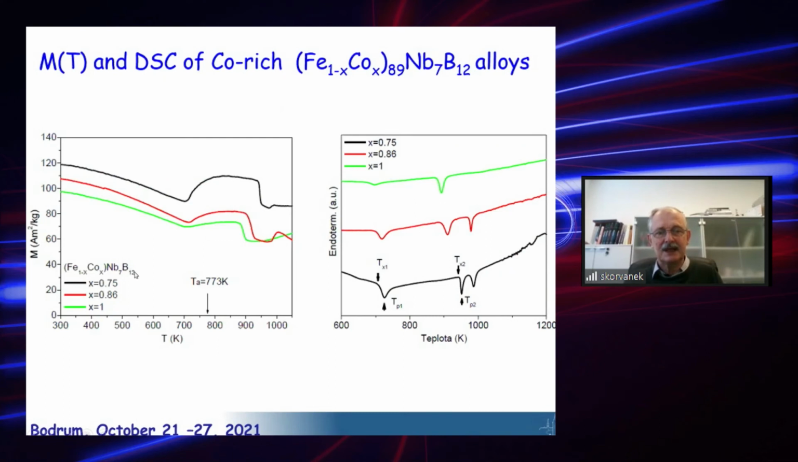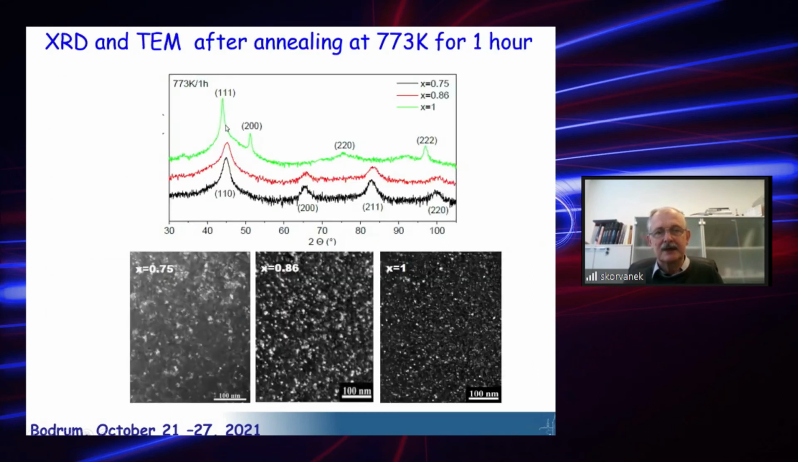In this case, we use even higher cobalt concentrations. You see that we prepared one sample that was iron-free. It means it was cobalt niobium boron type, and here we have some iron. Here it is kind of FCC structure, here is BCC. In all cases, we have very nice small grains.